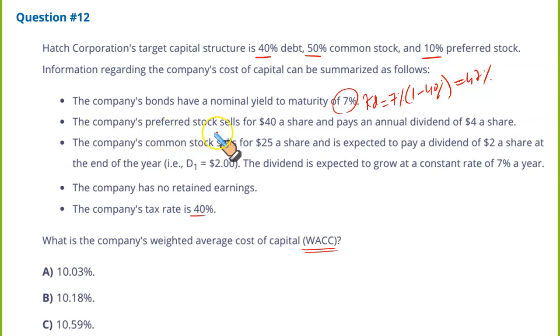Next, the company's preferred stock sells for 40, pays an annual dividend of 4. 4 upon 40 times 100 gives 10%. This is your cost of preferred stock, KPS. Khalas, don't overspend time on things that we can do there and then.